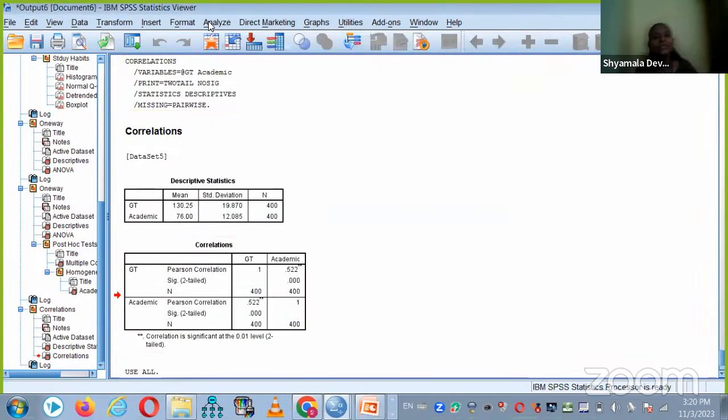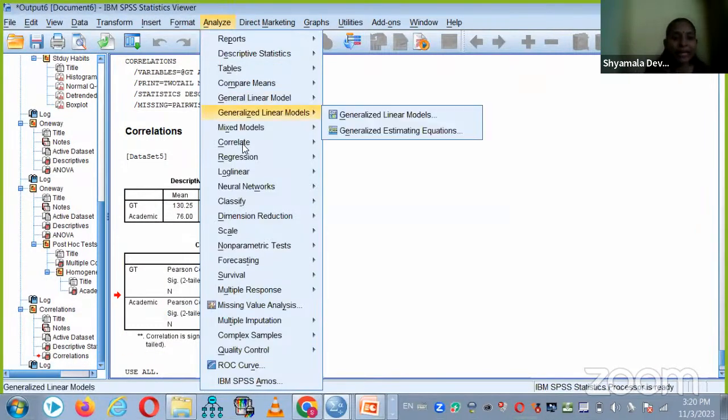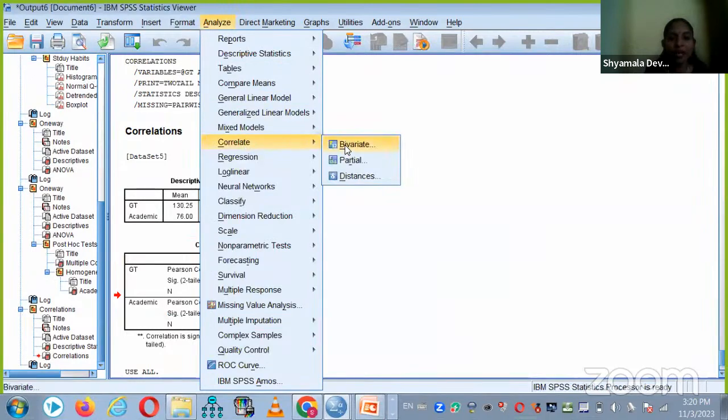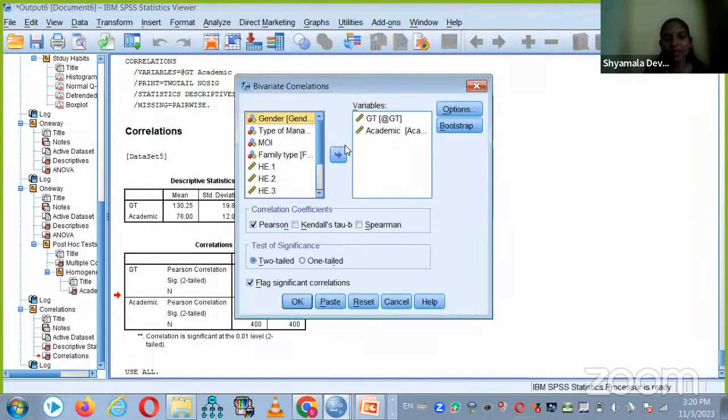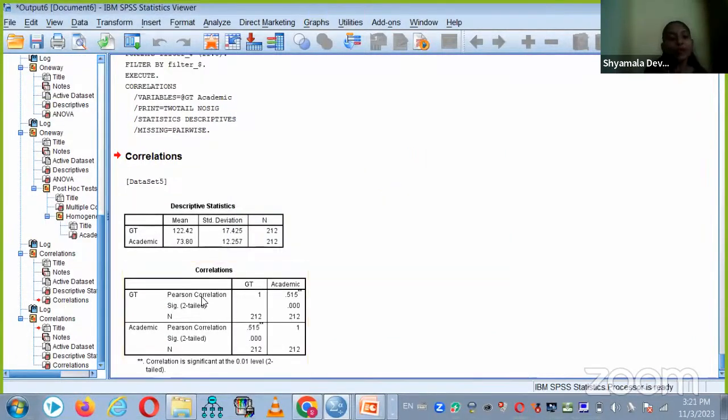Now, as usual, you do the analysis part: Analyze, Correlate, Bivariate. Select the grand total of home environment and academic achievement. Now you check the result here. It is only for boys.